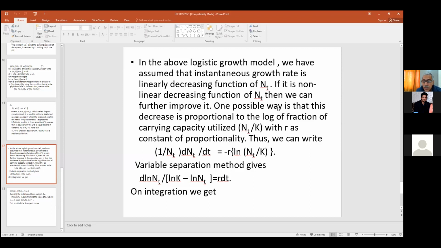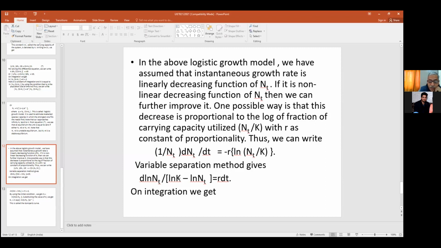So I am saying the log of this fraction, and this is proportional to the log of the fraction of carrying capacity utilized, with r as the constant of proportionality. r, again the Malthusian constant, will always remain as long as you are using the per capita growth rate, that r is there.